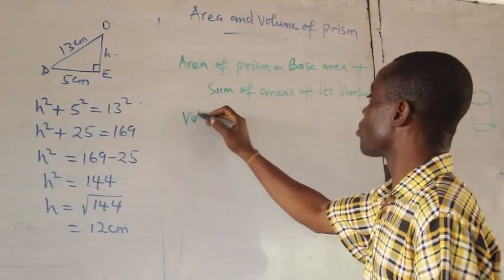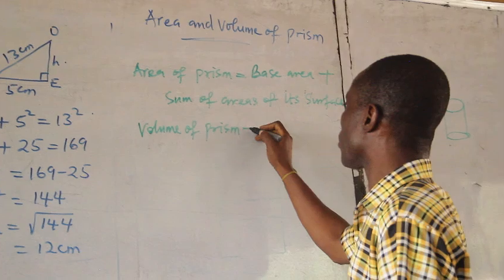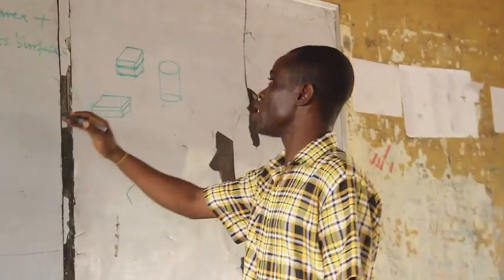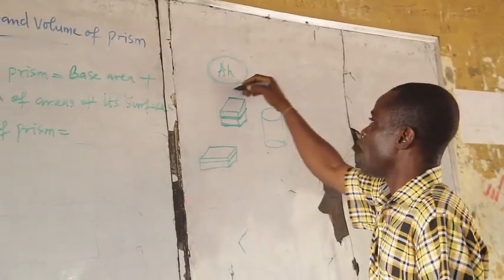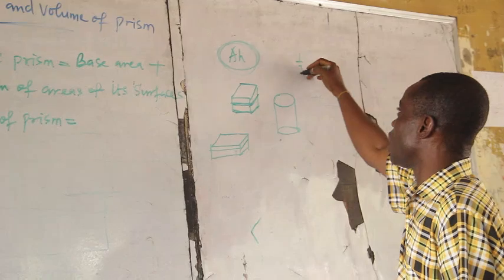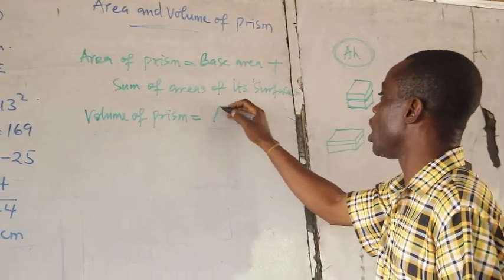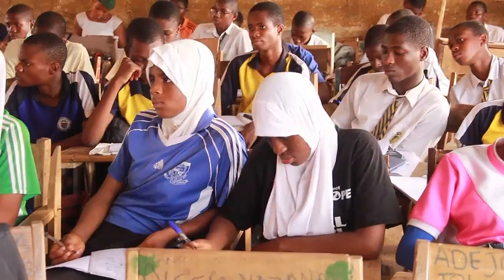Then the volume of prism: I explained that for any prism it is always AH. That is the volume of prism. But if it is a pyramid, that is 1/3 AH. So the volume of this prism is AH, where A stands for base area.